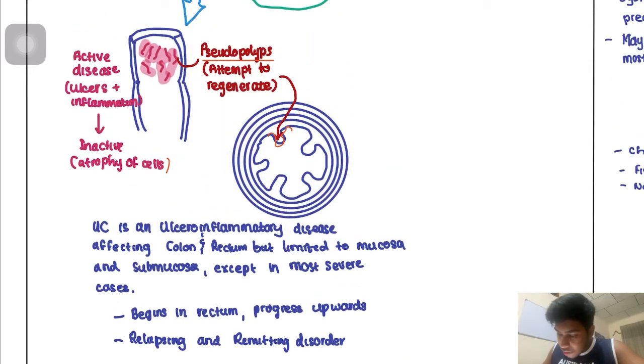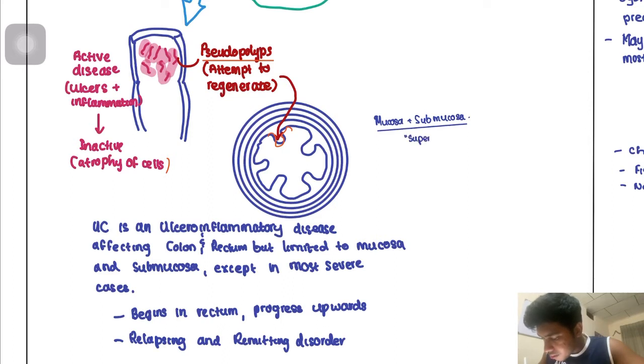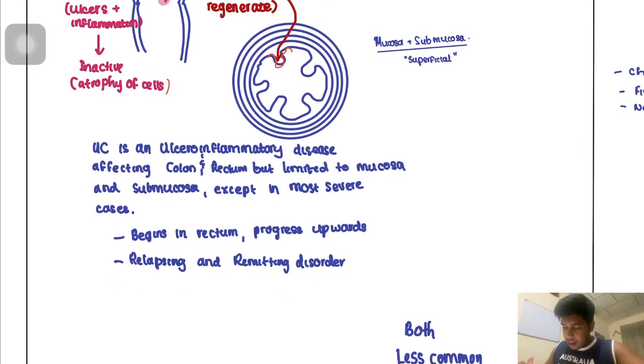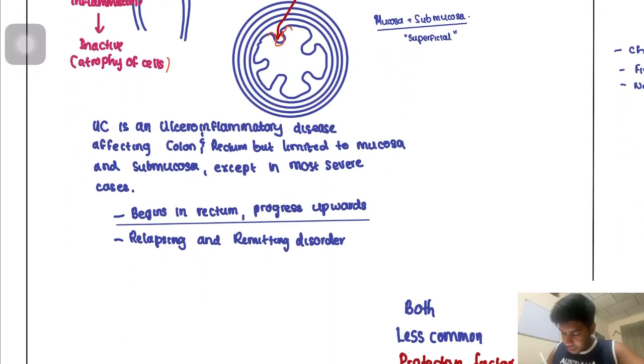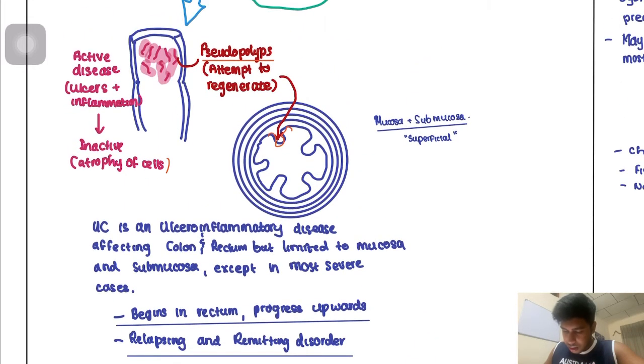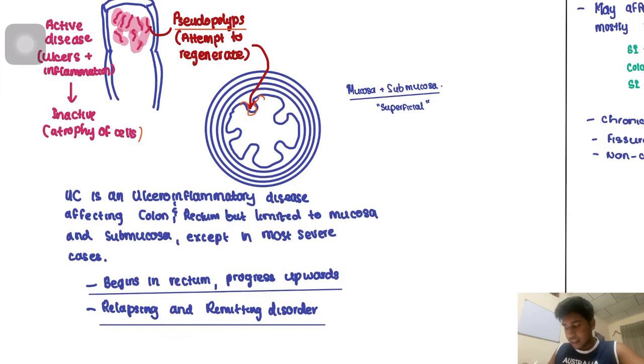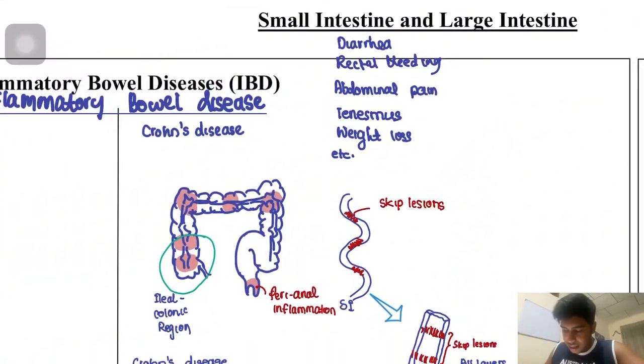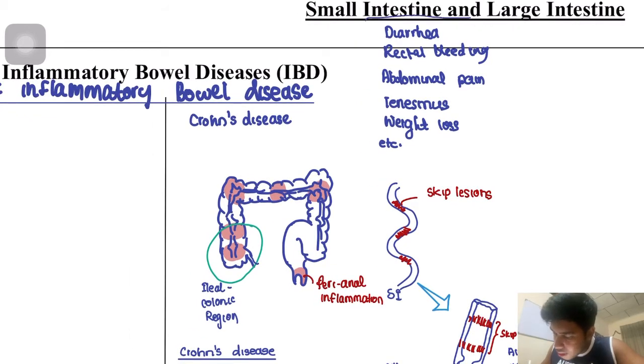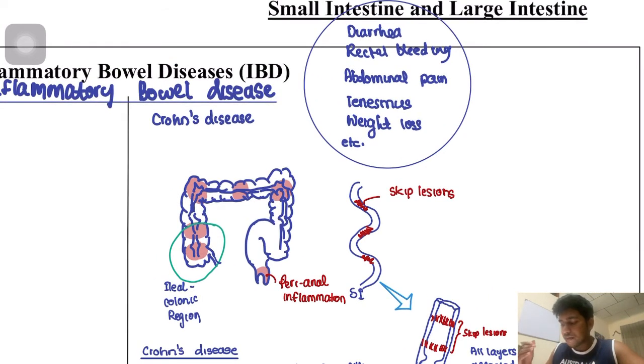Oh, this is important. This involves only the upper layer, this mucosa plus submucosa. Okay? It's a superficial disease. Usually, in most cases, it begins in the rectum and progresses upwards. I showed this here. Okay? Relapsing and remitting disorder. Active disease can become inactive, can come again in cycles. Okay? The other disease is Crohn's disease. And before I go into that, these are some common symptoms for both types of IBDs. Okay, diarrhea, rectal bleeding, abdominal pain, tenesmus, weight loss, etc.